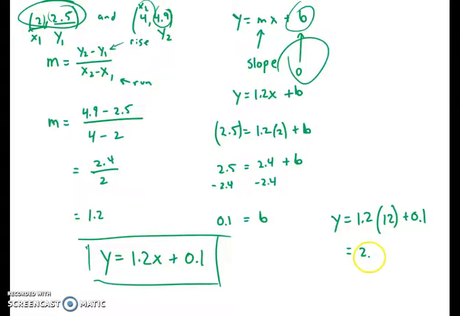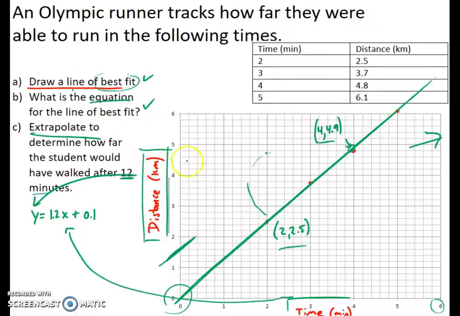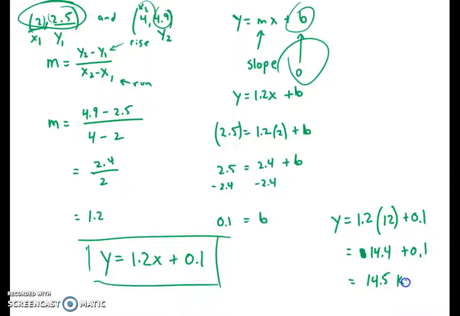So you do the calculations. 12 by 1.2 is 14.4 plus 0.1. So what does that give me? 14.5. And remember, my y value is the distance, so this is measured in kilometers.